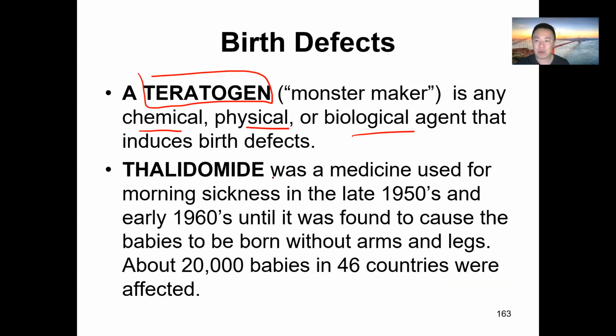Thalidomide here is one example of a teratogen. This was a medicine used for morning sickness in the late 1950s and the early 1960s until it was found to cause babies to be born without arms and legs. 20,000 of these babies in 46 countries were affected because of this teratogen.